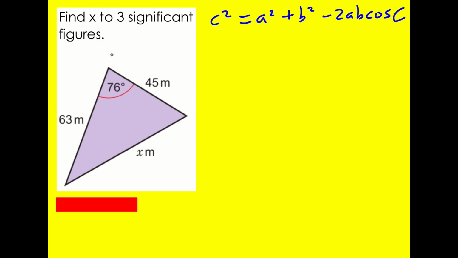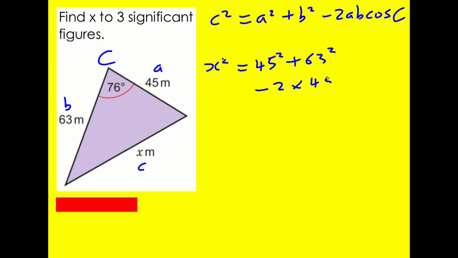Now I can label my triangle. It's going to be capital C here, little c here, and then it doesn't matter which one's A and which one's B. So x squared equals 45 squared plus 63 squared minus 2 times 45 times 63 cos 76. Put that in a calculator.